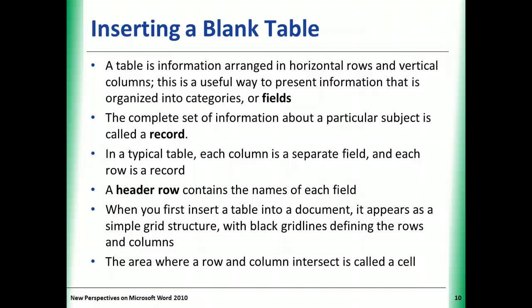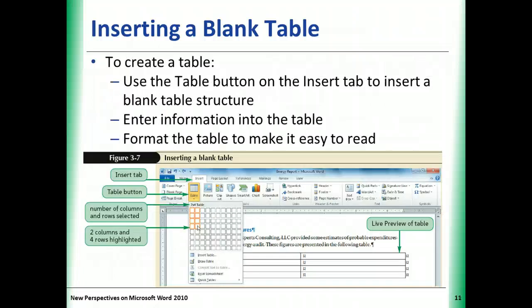When you first insert a table into Word, it appears as a simple grid structure, you'll see in a second, with black grid lines defining the rows and columns, and where a row and column intersect is called a cell. We'll do this in just a second, but I do want to camp on this slide for a second. It's found in the Insert tab. And just a tip for you, anything you want to insert into any Office document is going to be found in the Insert tab. Okay, that's pretty simple, right?